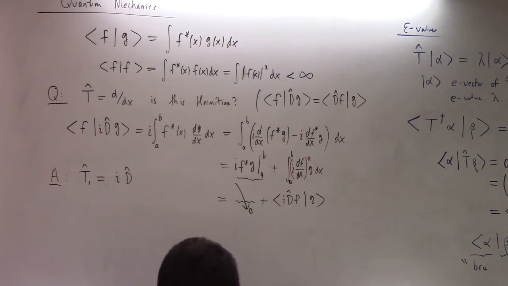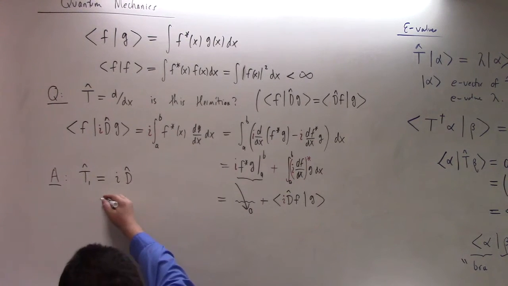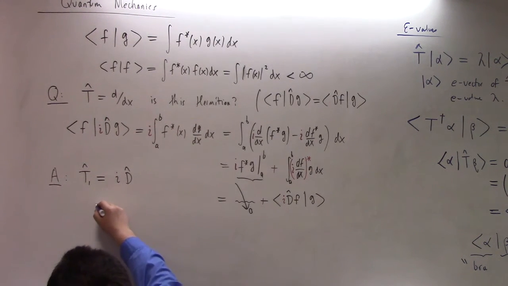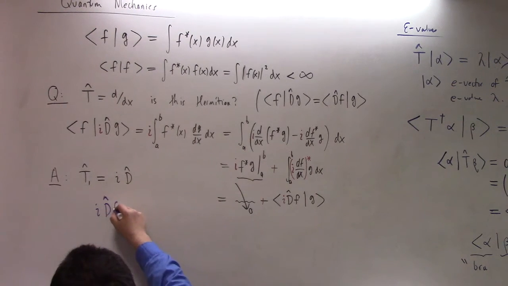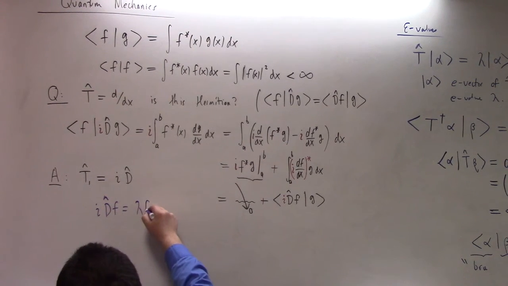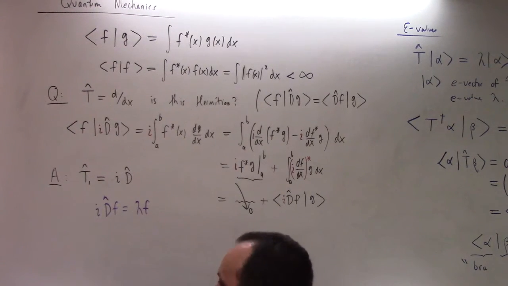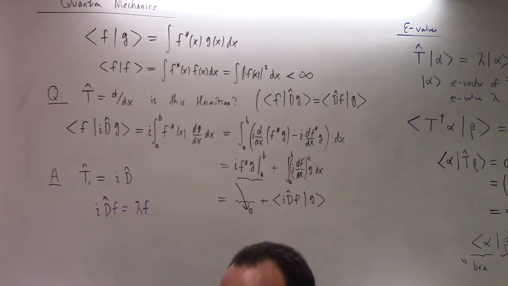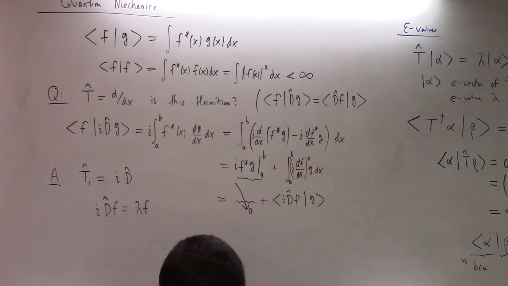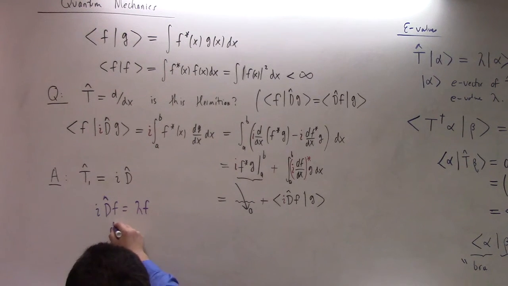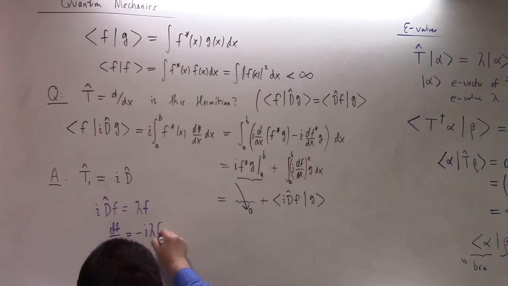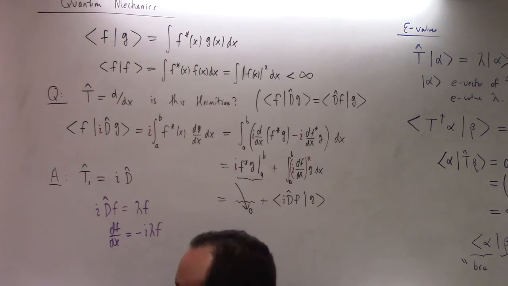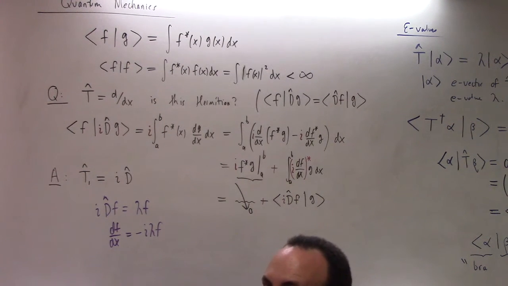Sorry. Oh, man. So we're trying to solve i d hat times f equals lambda times f, for some f and some lambda. Now we know lambda's real because we just proved that i d is Hermitian. So this is really df/dx equals minus i lambda f. Oh, that's exponential growth. That's just like y prime equals ky, but the k is complex.